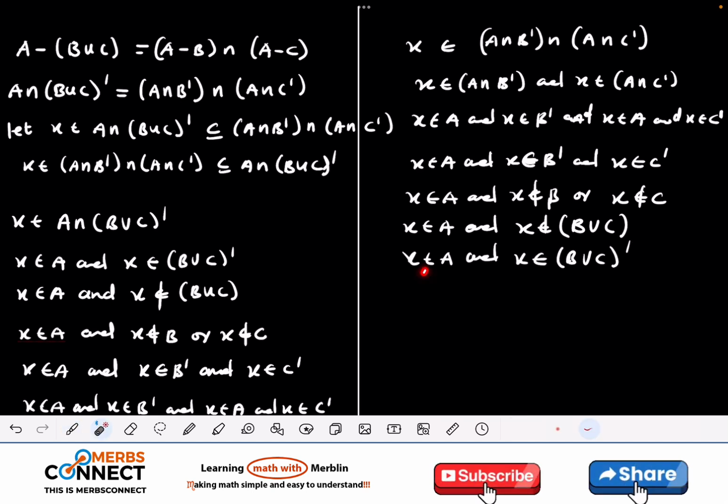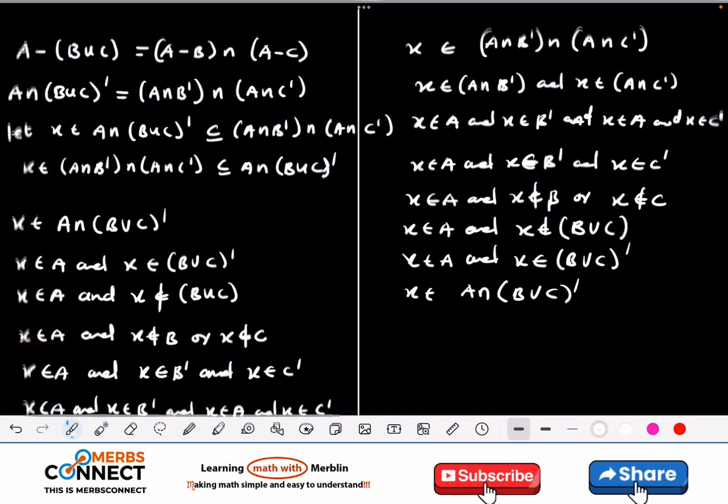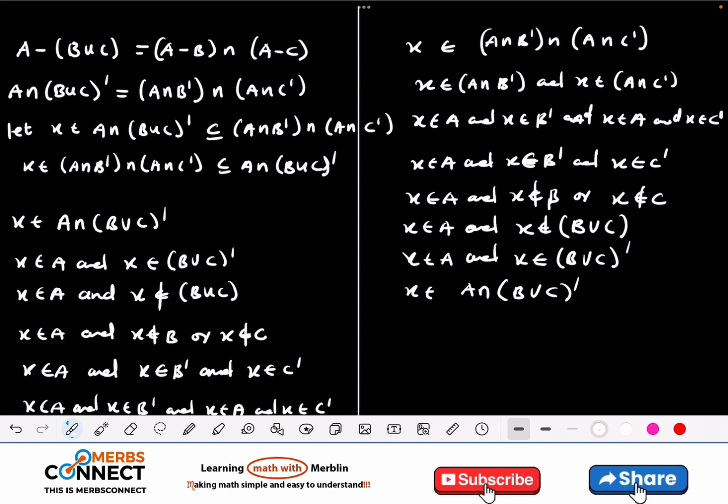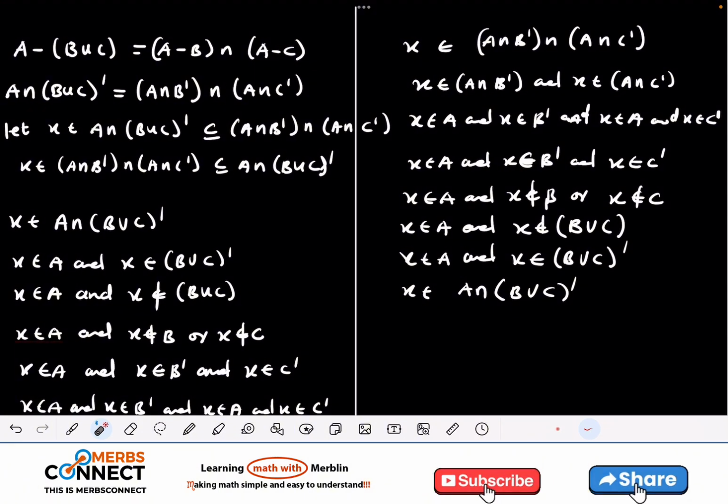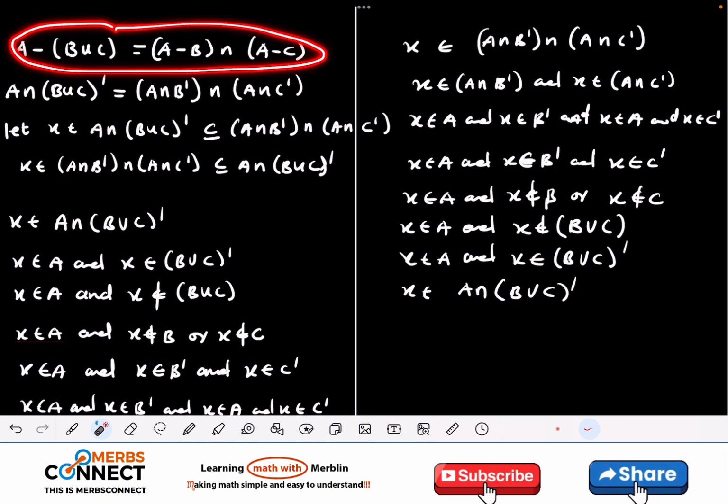Now we can see that this is right here, this too is right here, so we can factor them out. So X belongs to A, then the AND changes to intersection, then we are going to have B union C prime. Wow, what a journey. So now, since we've proved that this is the same as this, and this is also the same as this, now we can conclude that this here is the same as this here.